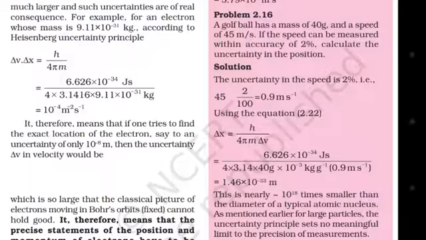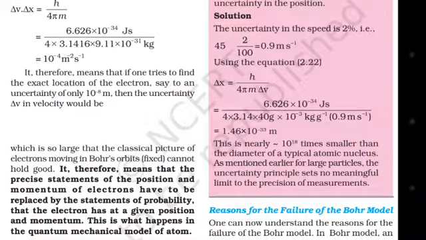So, solution: the uncertainty in the speed is 2%, that is 45 into 2 by 100, which is equal to 0.9 meter per second. Using equation 2.22, delta x is equal to h by 4 pi m delta v, which is equal to 6.626 into 10 to the power minus 34 joule second by 4 into 3.14 into 40 gram into 10 to the power minus 3 kg per gram into 0.9 meter per second, finally gives 1.46 into 10 to the power minus 33 meter.